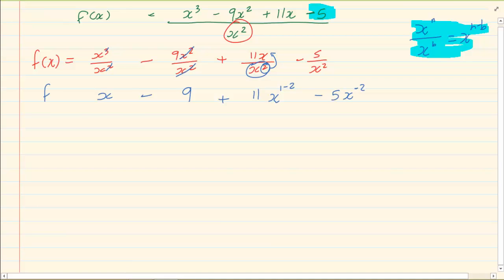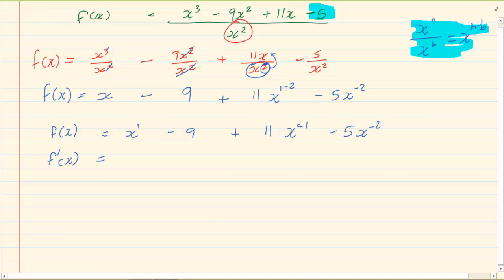We are still on f of x. We haven't started derivative. And you don't start doing derivative of the first two terms and not the last two. You only start derivative when the entire thing is sorted out. So we're still busy sorting out. We have x minus 9 plus 11x to the power of minus 1, because 1 minus 2 is minus 1, minus 5 x to the power of minus 2. Now I can start my derivative because every term is ready.